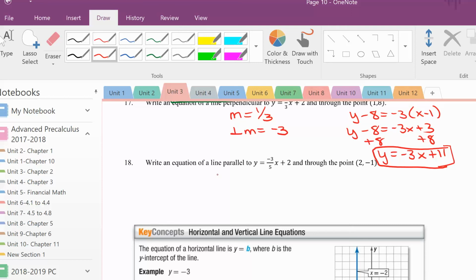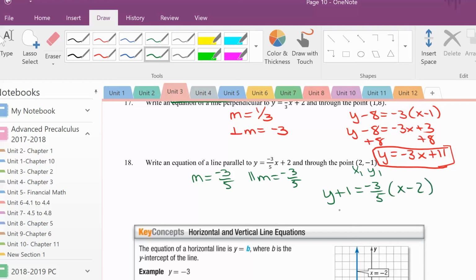All right, so then the next one, it says write the equation of the line parallel to y equals -3/5 x plus 2 and passes through the point (2, -1). Well, if the slope is -3/5, the parallel slope is also -3/5. So you go y plus 1 equals -3/5 times x minus 2, and then you distribute.